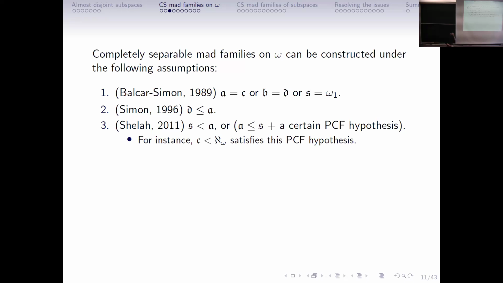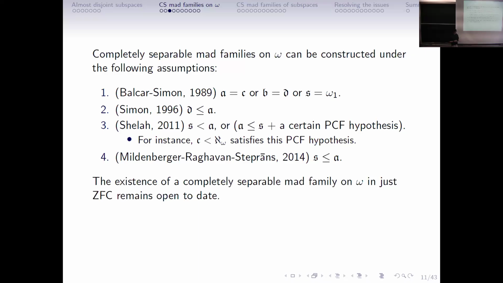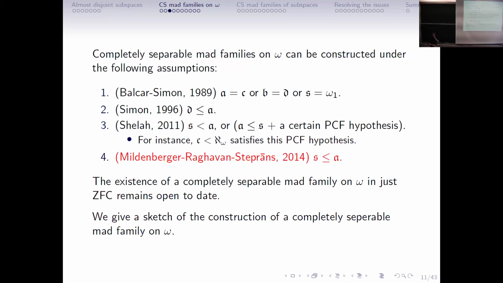And then a few years later, this was improved to S less than or equal to A, which basically removes the hypothesis in the case where A is equal to S, by Shelah. So what this means is that we came very close to constructing one such family in ZFC, but until now it is still open whether we can completely remove this set theoretic hypothesis. And the construction of focus today will be the latest one. I'll be showing how we can adapt this construction to construct one completely separable mad family of subspaces later.